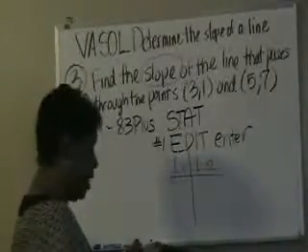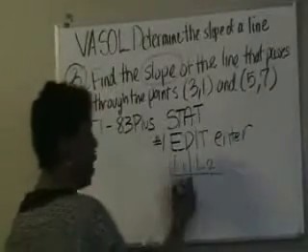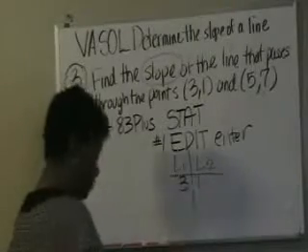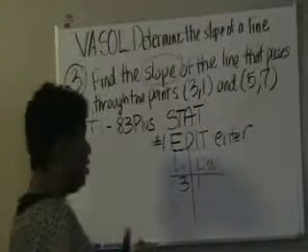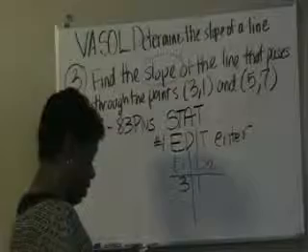3, and you're going to hit enter, and then you're going to use your arrow key to go to the right. So you can put 3 and 1, and then you're going to hit 5 and 7.